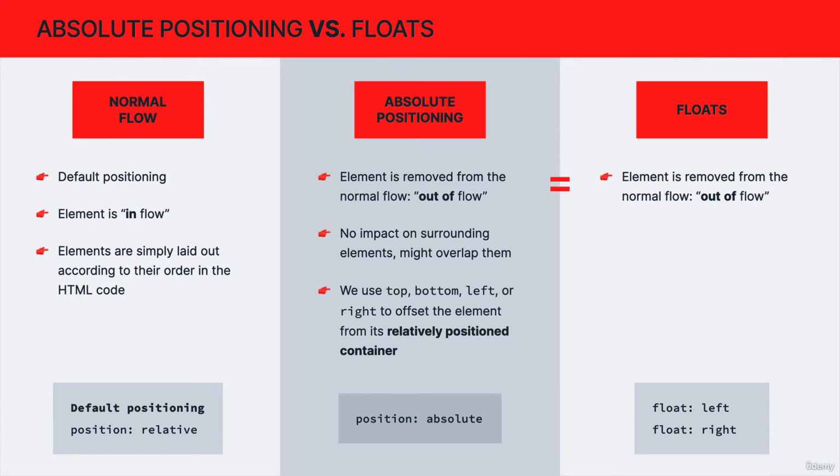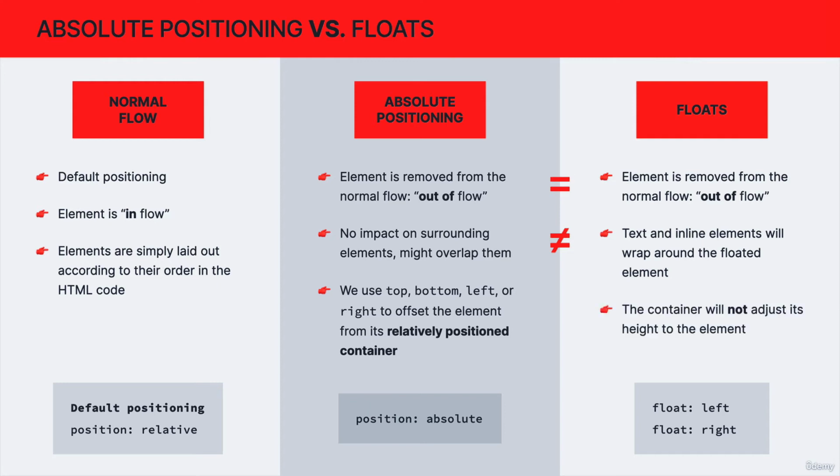Now, what's different about floats is that floated elements do still have an impact on surrounding elements. So text and inline elements will actually wrap around the floated element. And so again, in this regard, floated elements are completely different from absolutely positioned elements, which have no impact and are also not impacted by any of the surrounding elements. Finally, one important characteristic of floats is that the container element will simply not adjust its height to the floated element.